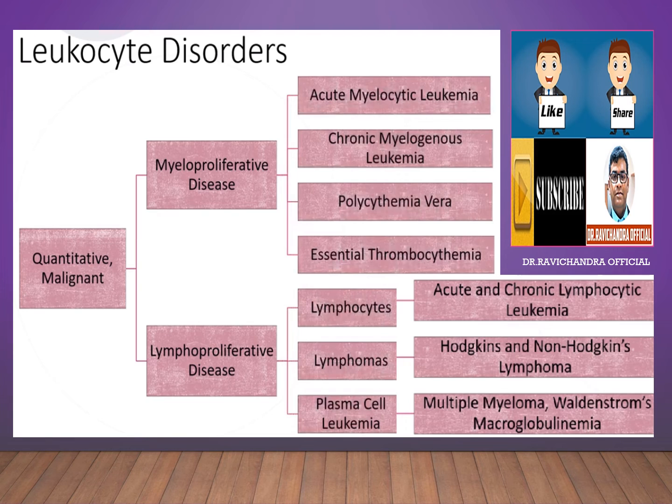Coming to the quantitative malignant, they are subdivided into myeloproliferative diseases and lymphoproliferative diseases. Under the myeloproliferative diseases, they are AML, CML, polycythemia vera, essential thrombocythemia. Lymphoproliferative diseases, when lymphocytes are involved, it can be ALL and CLL. Lymphomas like Hodgkin's and non-Hodgkin lymphoma. And plasma cell leukemias seen in multiple myeloma, Waldenstrom macroglobulinemia.